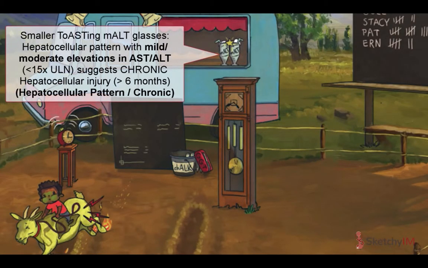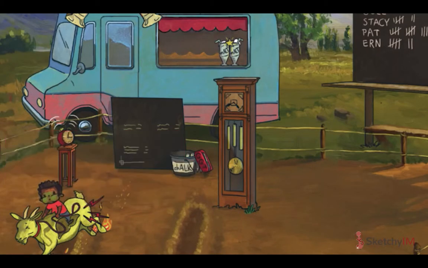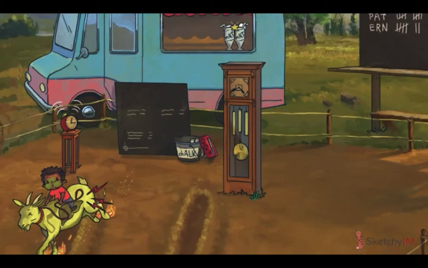This time, however, notice that the malt glasses are pretty normal sized. Chronic hepatocellular injury, represented by this chronically old grandfather clock, is associated with a mild to moderate AST and ALT elevation. That means less than 15 times the upper limit of normal, or to put more simply, double-digit numbers up to a few hundred. By chronic, we mean more than 6 months.